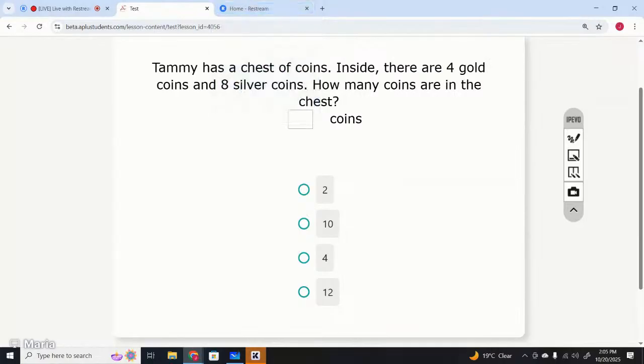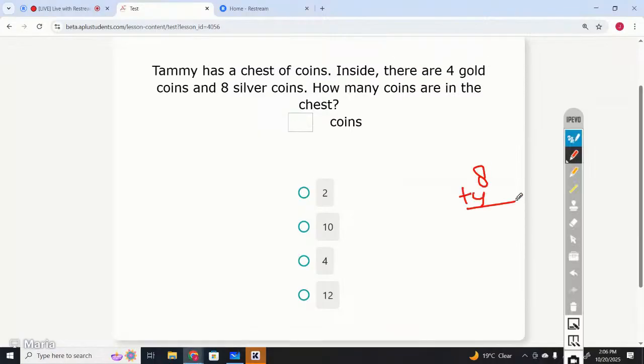Tammy has a chest of coins. Inside, there are 4 gold coins and 8 silver coins. How many coins are in the chest? You need to calculate the total coins in the chest, so you need to add them. You have to do 8 plus 4. So, let's just add them. 8 plus 4, that is 8, 9, 10, 11, 12. So, the option is 12. Number 4 is the correct option.